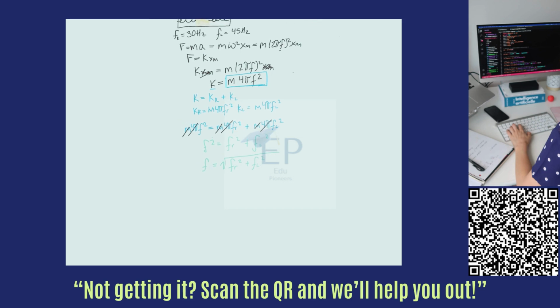Substituting in our known values, we know that fr is 30, so we have f equals the square root of 30 squared plus 45 squared, and we get a frequency of 54.08 hertz. So that is the frequency the block will oscillate at when both springs are attached.